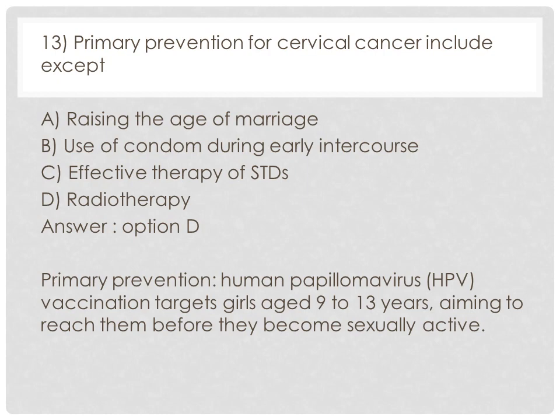Primary prevention: human papilloma virus vaccination targets girls aged 9 to 13 years, aiming to reach them before they become sexually active. So the first three are the interventions of primary prevention.